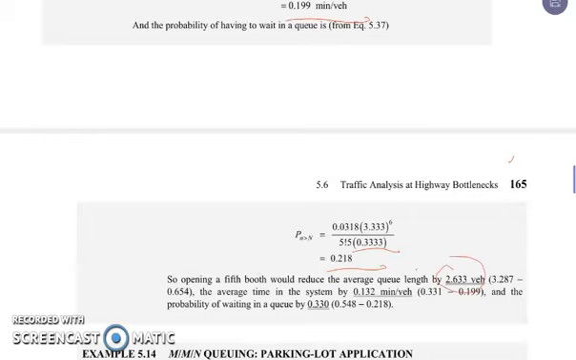Then the average time spent in the system will be reduced by 0.132. You simply have to subtract again the result of the 4 booths and the fifth booth. And the probability of waiting in the queue gives us 0.330. So again, the result for the probability of waiting, from the fourth toll booth open to the fifth toll booth open, is a reduction of 0.330.